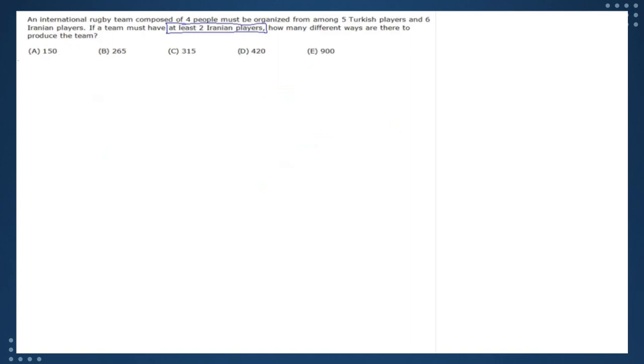So with that said, the first thing we want to do is come up with what our different scenarios can be. So one possible scenario, which we'll label S1, is going to be 2 Iranians and 2 Turkish players.